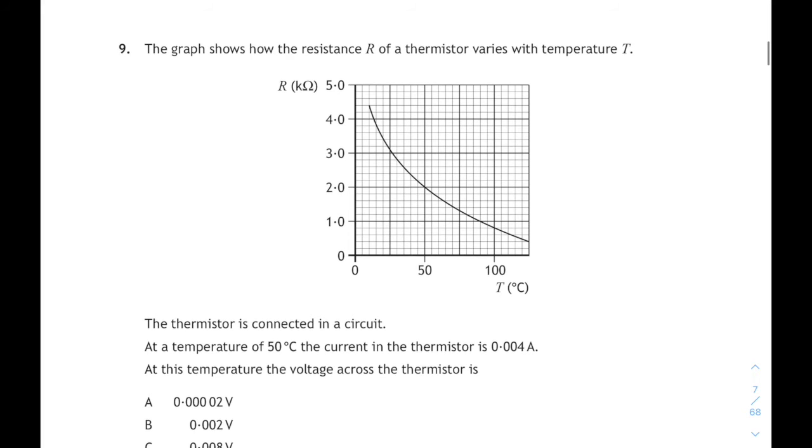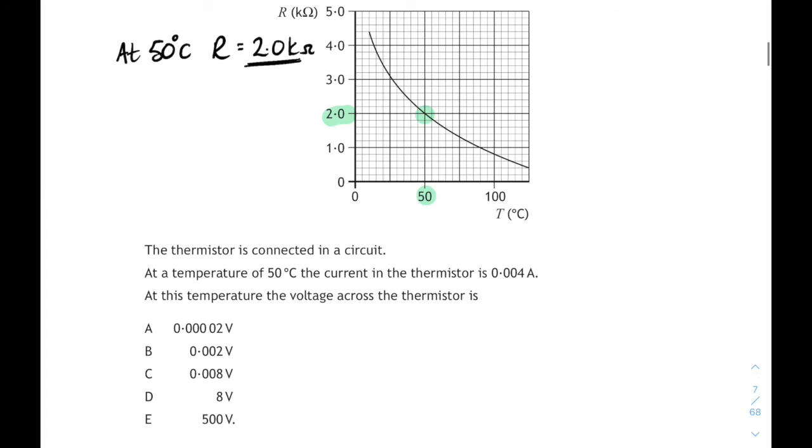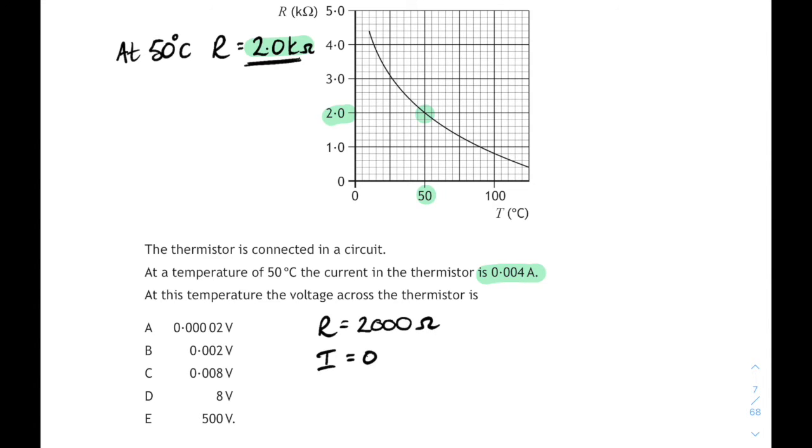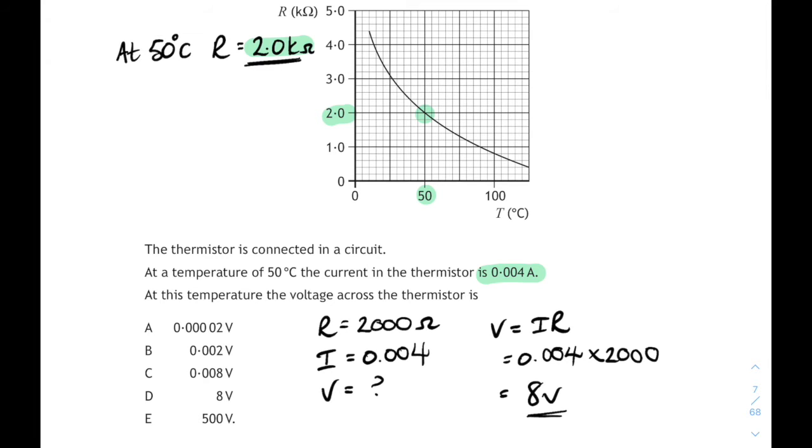Question 9. The graph shows how the resistance of a thermistor varies with temperature. So as the temperature goes up, the resistance is going down. And the thermistor is connected in a circuit. And at a temperature of 50 degrees, the current is 0.004 amps. Well, if we read the graph as well, at 50 degrees, the resistance is 2 kilo ohms. That's 2,000 ohms. So if we know what the resistance is, it's 2,000 ohms. And we know what the current is, it's 0.004 amps. We can work out the voltage as the current times the resistance, which is 8 volts. That's answer D.